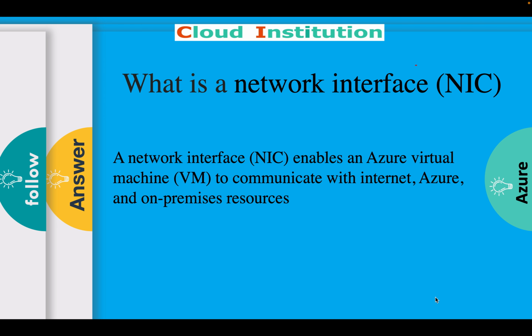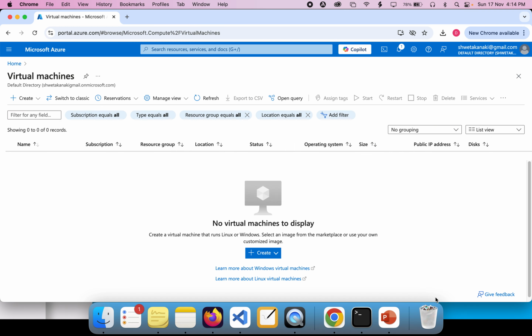Okay, so if you want to attach multiple virtual network interfaces, then you have to create a virtual network interface and attach it. In this video we're going to see how to achieve this. So I'm going to create a virtual machine.